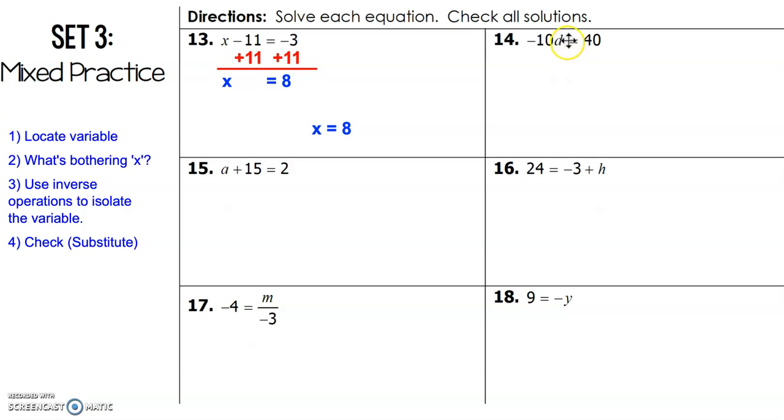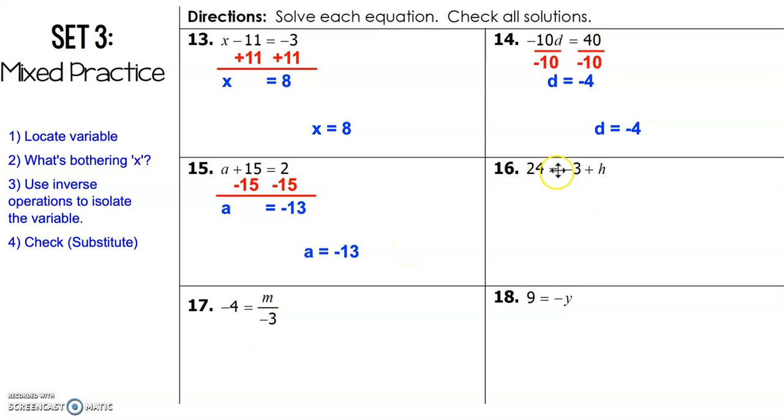In 14, what's bothering d? It's being multiplied by a negative 10. So we divide by negative 10, which gives me d is equal to negative 4. Here, what's bothering a? A is being added to 15. So we subtract 15 from both sides. So a is equal to negative 13. 2 minus 15 is negative 13.